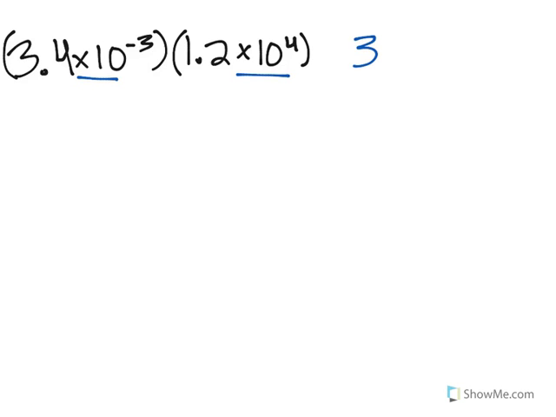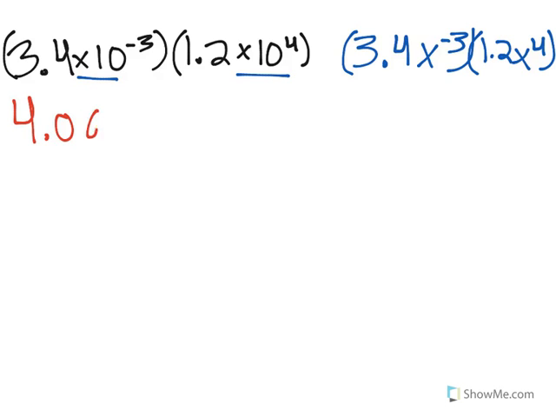So we could pretend that this is 3.4x to the negative 3 power times 1.2x to the 4th power. That's how we could pretend this question looks. Now, when we multiply these, we learned before that if you have coefficients, go ahead and multiply the coefficients. If we multiply those, we would get 4.08. I'm getting this ready for scientific notation, but anyways, over here we'd have 4.08, and then x.